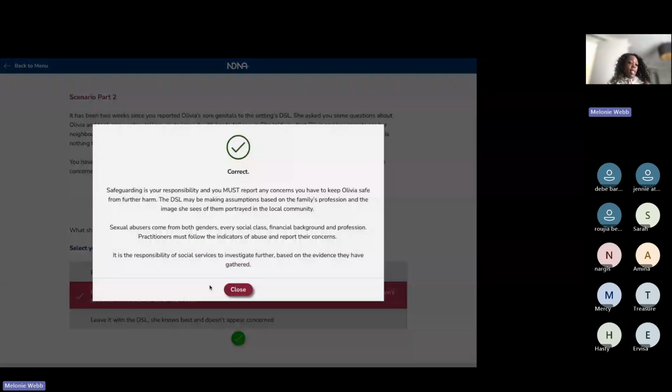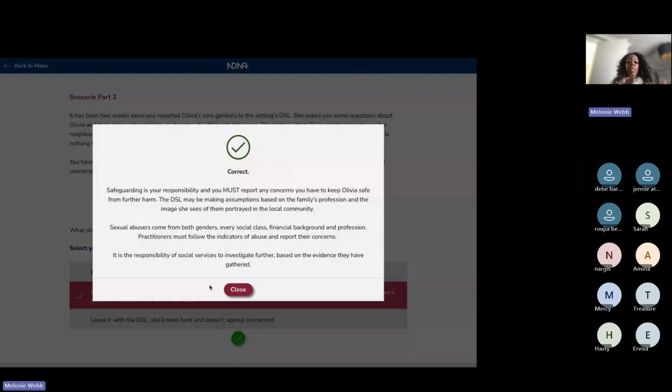Safeguarding is your responsibility, and you must report any concerns you have to keep Olivia safe from further harm. The DSL may be making assumptions based on the family's profession and the image she sees of them portrayed in the local community. Sexual abusers come from both genders, every social class, financial background, and profession. Practitioners must follow the indicators of abuse and report their concerns.